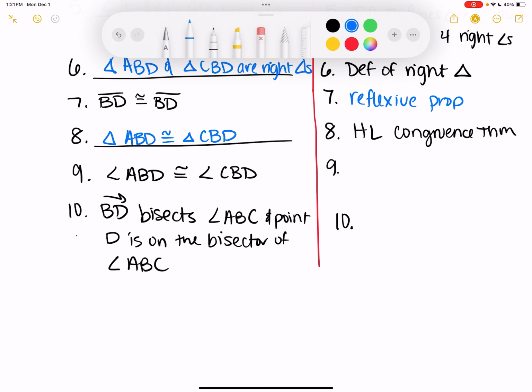All right, so then angle ABD is congruent to angle CBD. Yep, by CPCTC. And then BD bisects angle ABC, and point D is on the bisector of angle ABC. But we have to have a reason. We can't just say prove. Perpendicular bisector. Definition of an angle bisector. Yep.